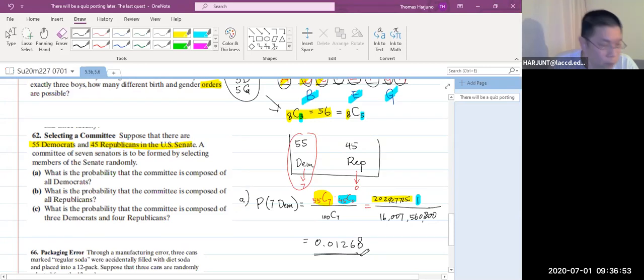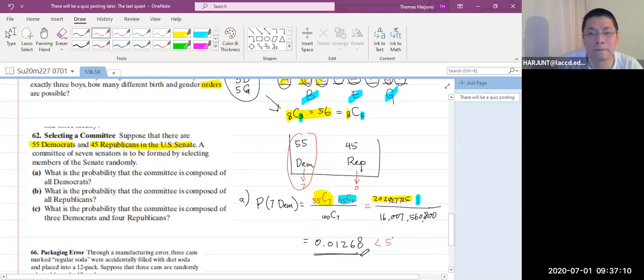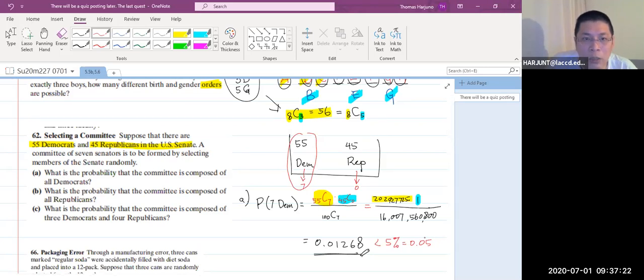So if you have this configuration, 55 Democrats and 45 Republicans, yes, we have more Democrats in this case, but what is the probability that all 7 of them are Democrats? The probability is so small. Notice that this is less than 5%. So this is quite unusual. In fact, this is very unusual. So it's more likely the selection was not done randomly. It's more likely the selection was done with not equally likely events.